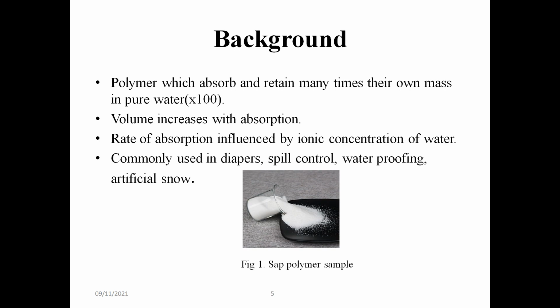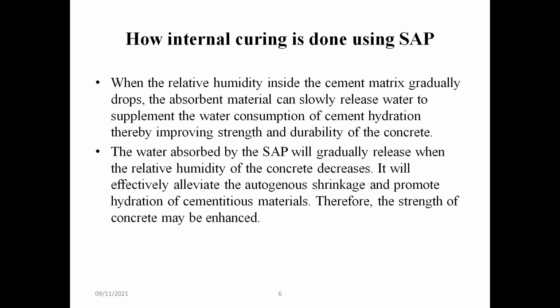Now coming to the background of SAP or superabsorbent polymer. Superabsorbent polymer is a type of polymer which is made by polymerization of acrylic acid blended with sodium hydroxide. It can absorb and retain many times its own mass in pure water. Their volume increases with absorption. The rate of absorption is highly influenced by the ionic concentration of water. It is commonly used in diapers, spill control, waterproofing, and artificial snow.